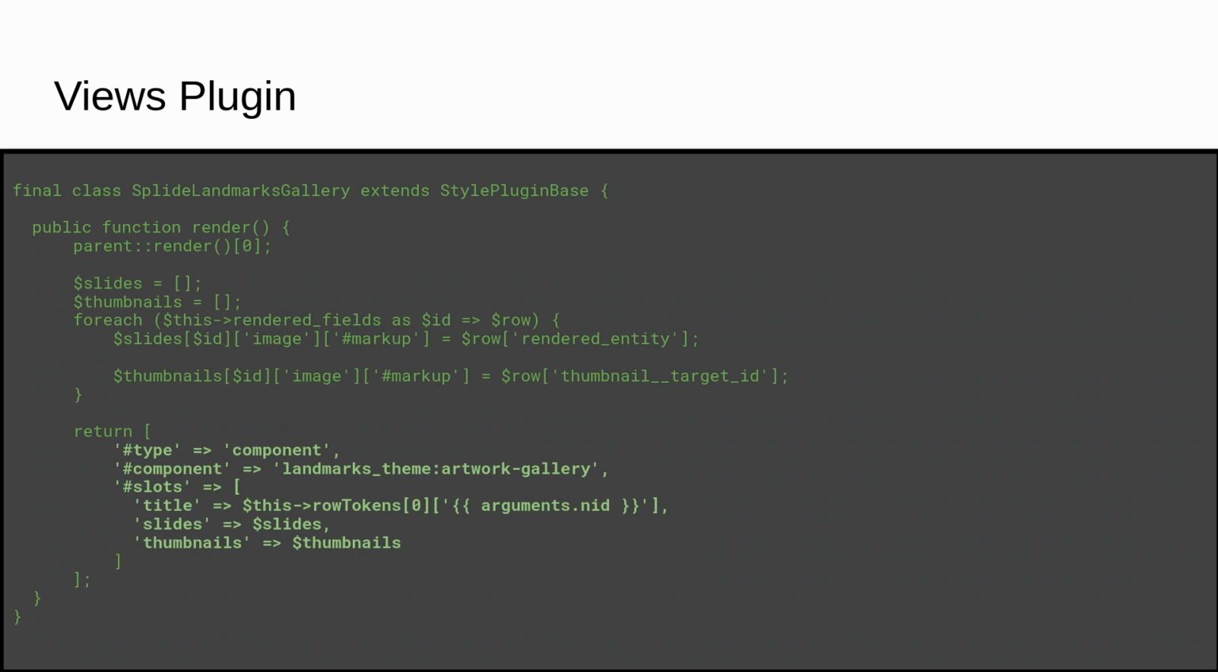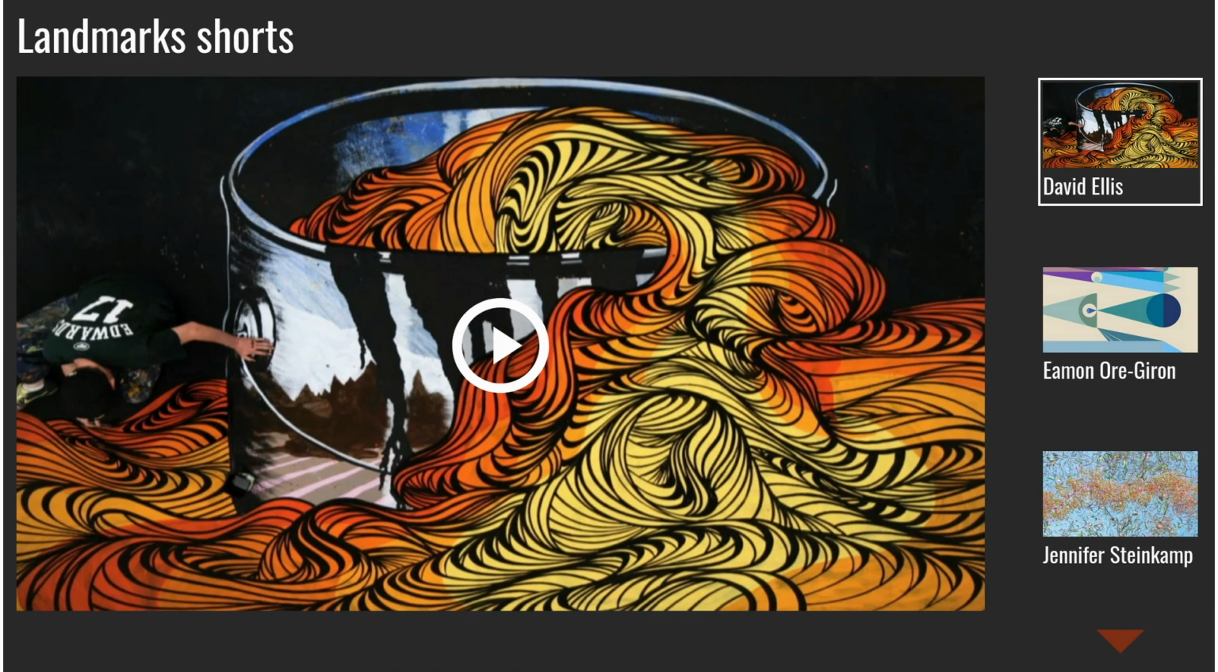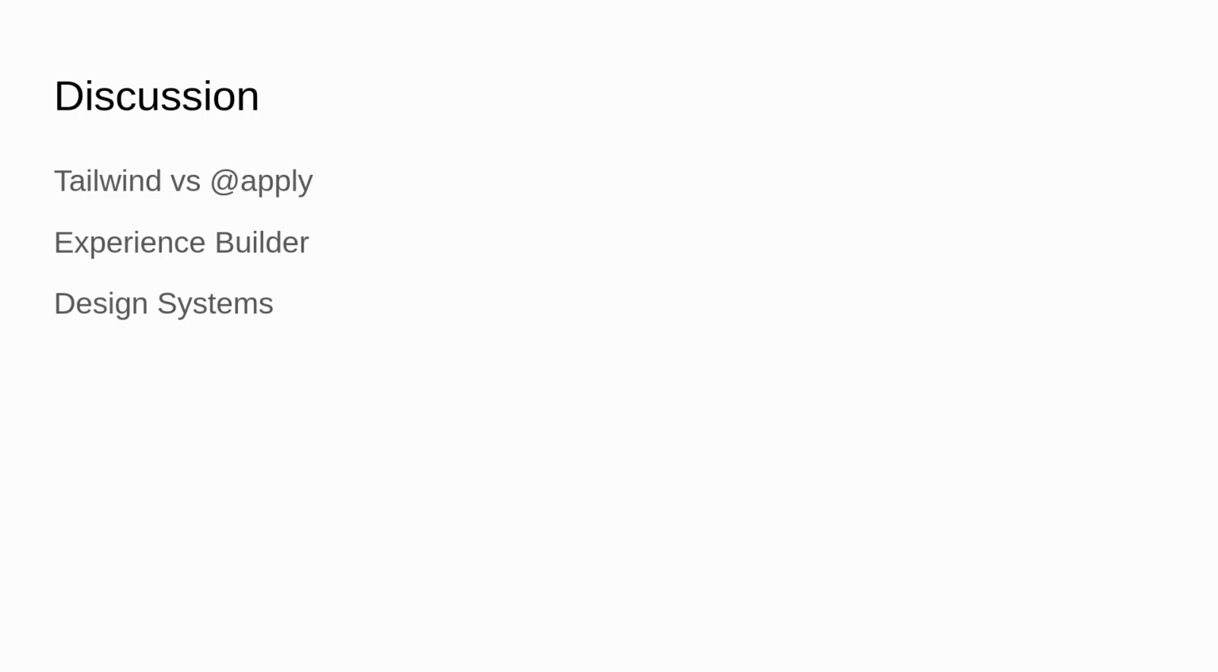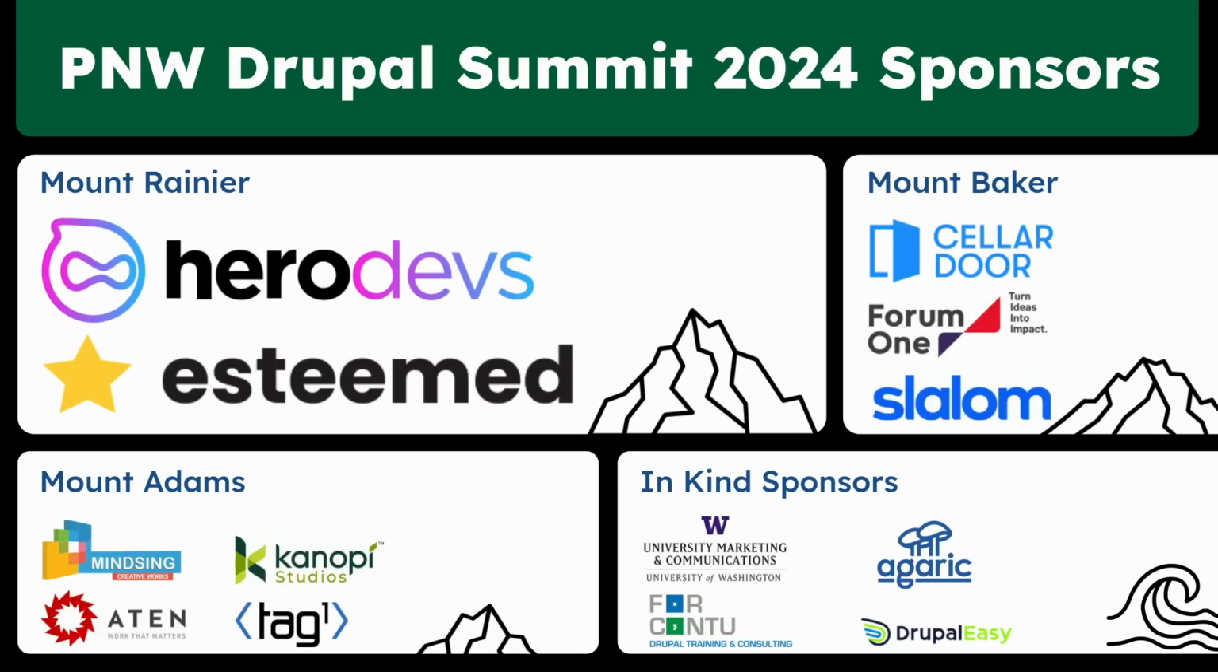Here's a views plugin. This is really key. I scaffolded this file with Drush, and then in this render function, I just call a component after massaging some variables. You could do that for views as well, or for field plugins. This is the output and stuff to discuss. And I'm done.